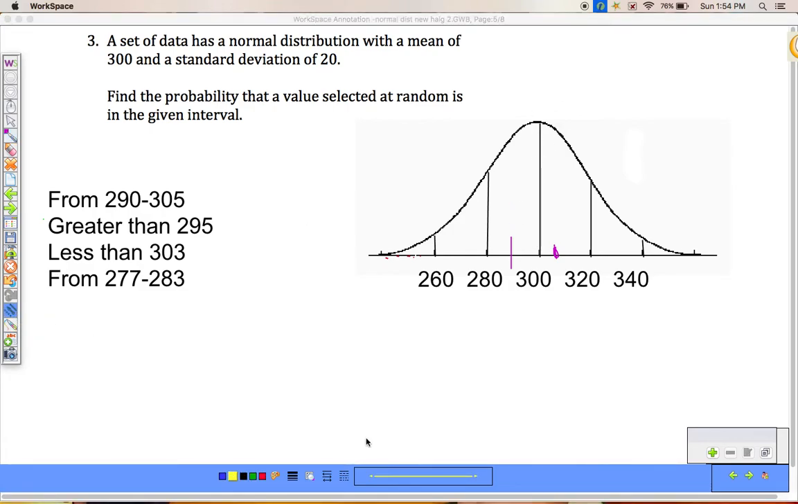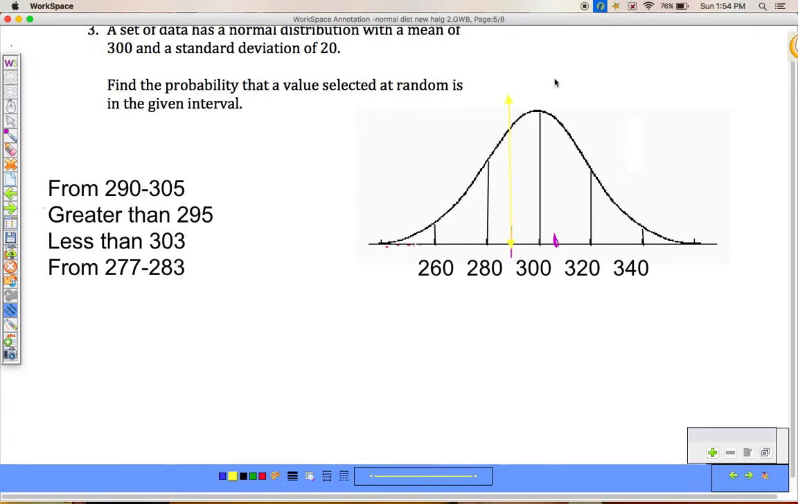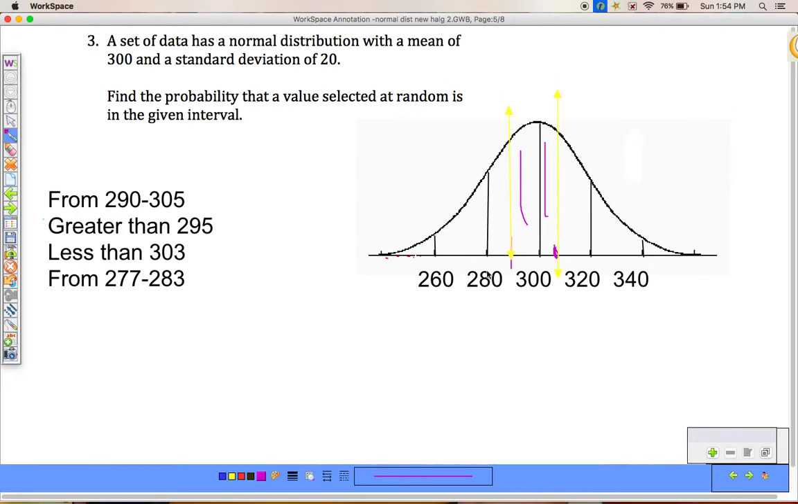Let me draw a better line. Let's say this to here. Not exact, but close enough. So I want all of these students and all these students. It doesn't fall on one of my standard deviations.